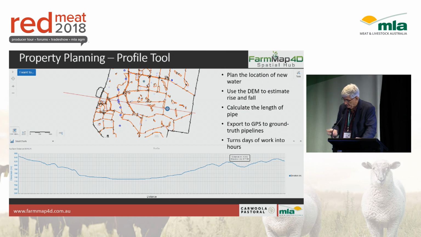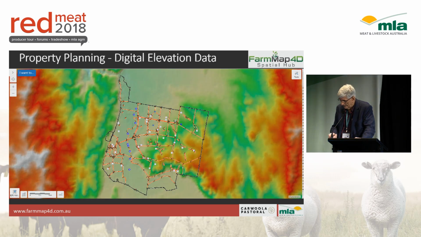The property profiling tool, as I said, will give you the topography underlying the line that you've drawn, and you can then know whether you've got a situation that's a problem or not. It's got digital elevation data, so you can easily see where your elevations are around the property, and you can provide that in various formats.